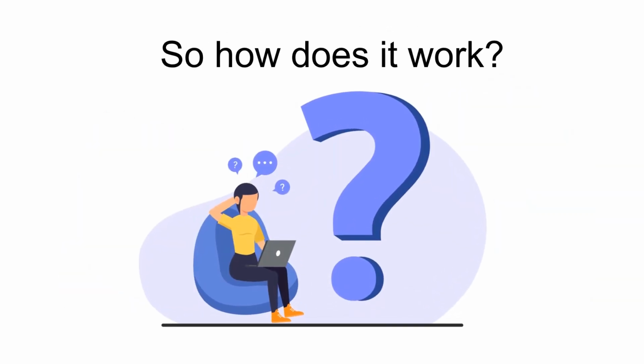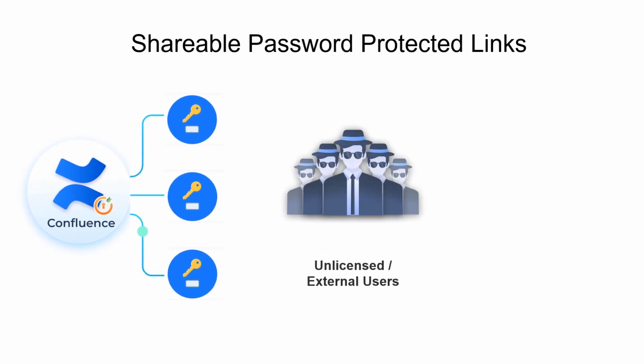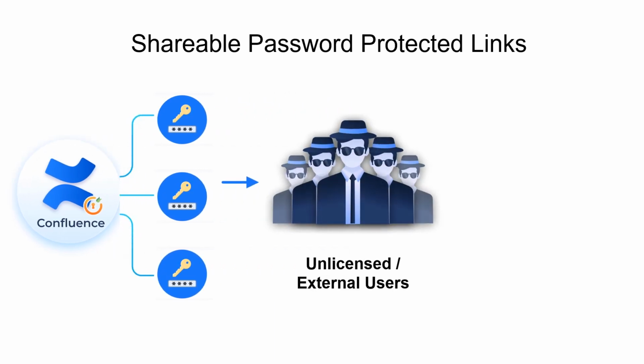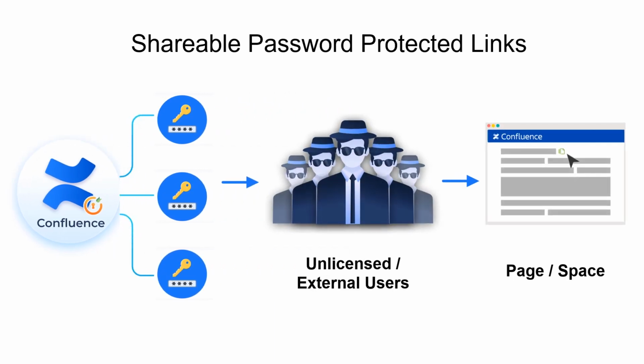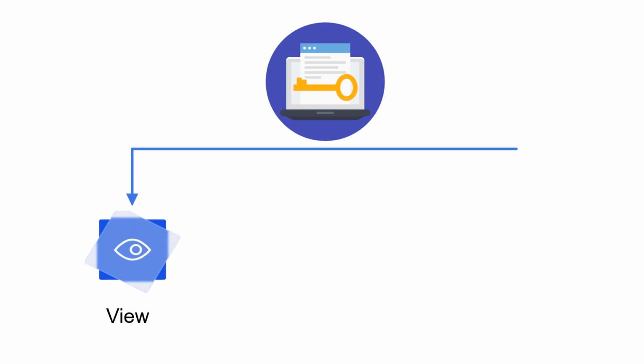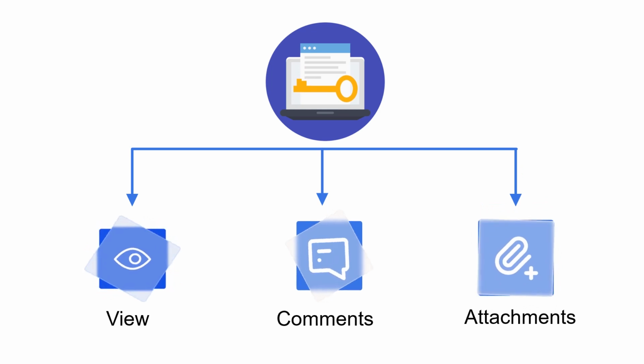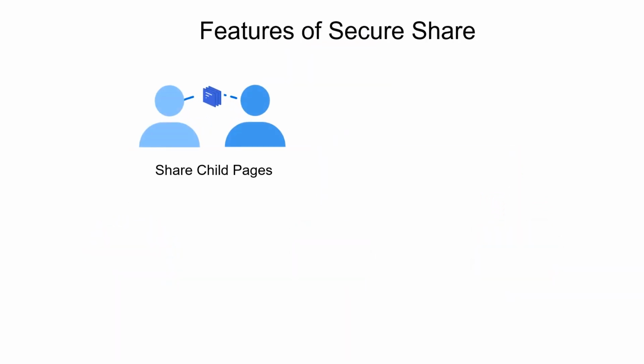So how does it work? This powerful solution allows you to create anonymous shareable password-protected links that enable unlicensed or external users to access your Confluence pages and spaces. But wait, there's more. You have complete control over permissions. You can decide whether your users can simply view the content or also add comments and attachments. It's your call. Additionally, this plugin lets you easily share child pages.